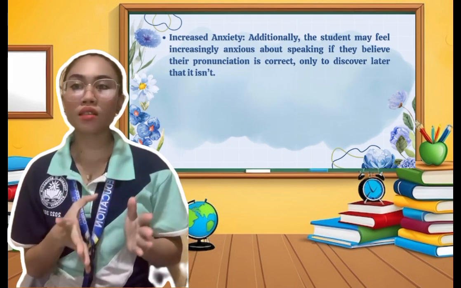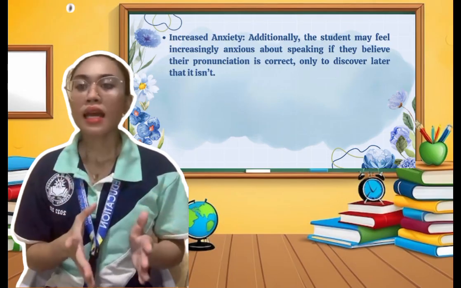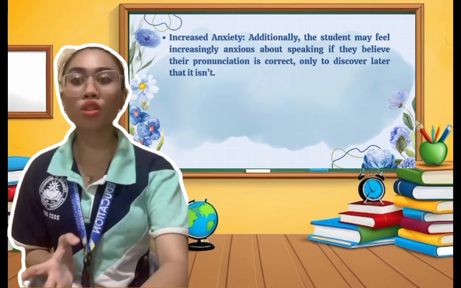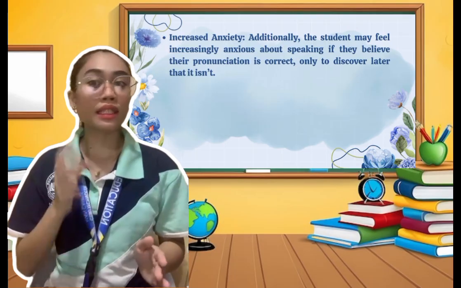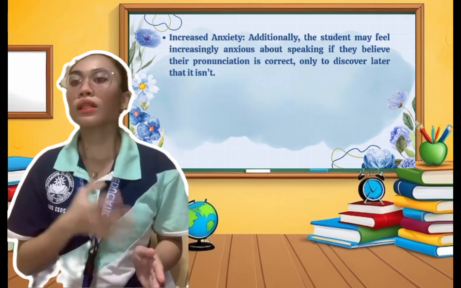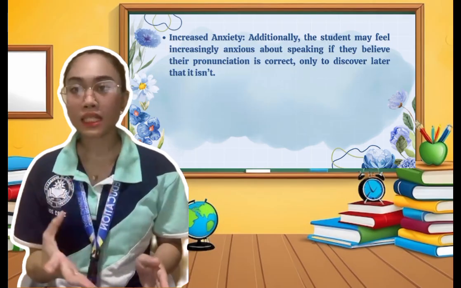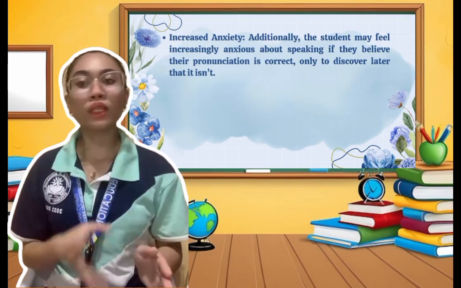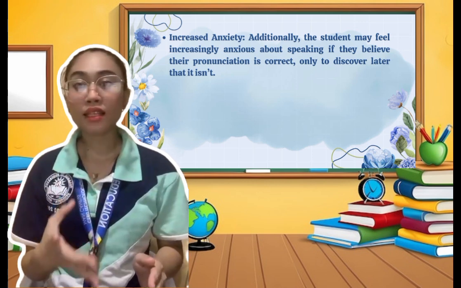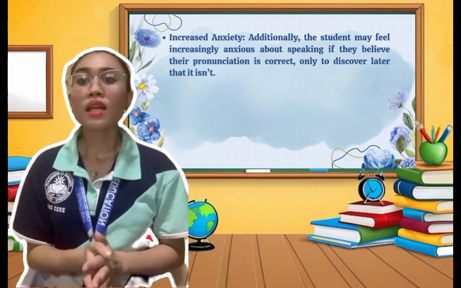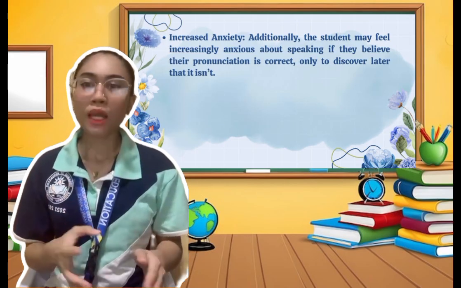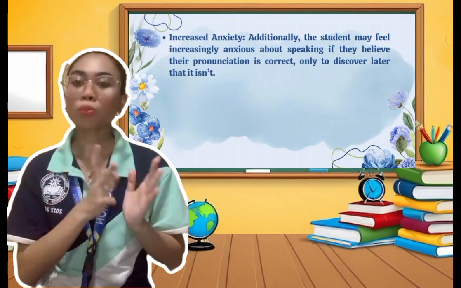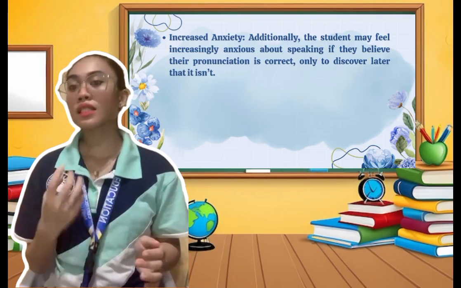Next one is increased anxiety. Additionally, the student may feel increasingly anxious about speaking if they believe their pronunciation is correct, only to discover later that it isn't. This could lead to a lack of confidence in their language abilities, making them less willing to participate in discussions. So this scenario illustrates how limited feedback in the silent way can lead to misunderstandings and challenges in language acquisition, emphasizing the need for a balance between encouraging student independence and also providing timely corrections to facilitate effective learning.